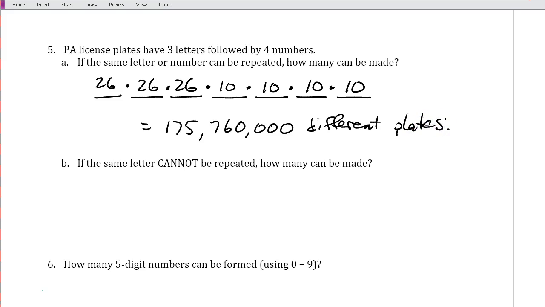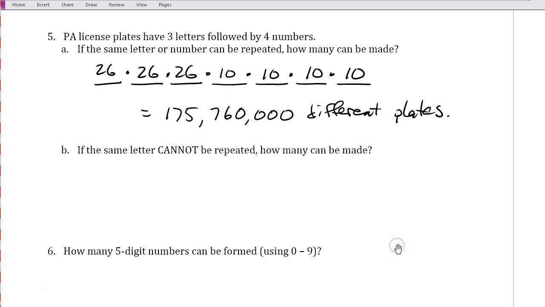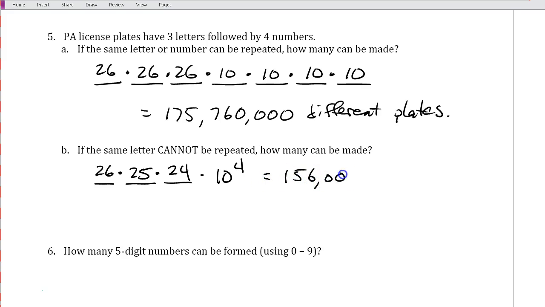Okay, now for part B, if the same letter cannot be repeated, how many can be made. So now for our spots of letters, we're going to have 26. Whatever letter we use there, we can't use for the next spot, so we only have 25 choices. We used one more letter, now we only have 24 choices. And then our numbers are going to be the same, so that's 10 to the 4th, or 156 million license plates, so considerably less.